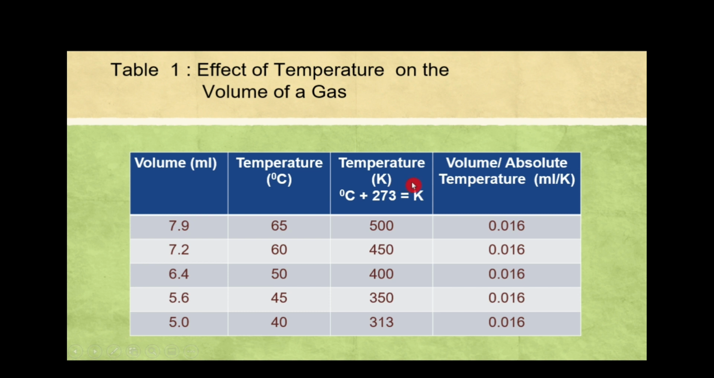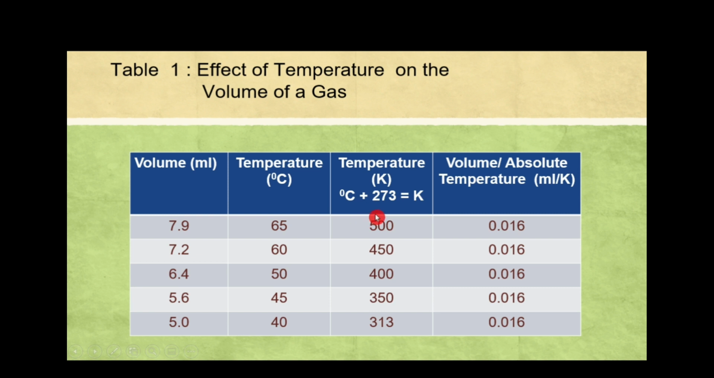In Charles' law, the temperature must be in Kelvin scale. So what we are going to do is to convert the value for degree Celsius to Kelvin. So how are we going to convert that? The formula is Kelvin is equal to degree Celsius plus 273. So it will go like this.